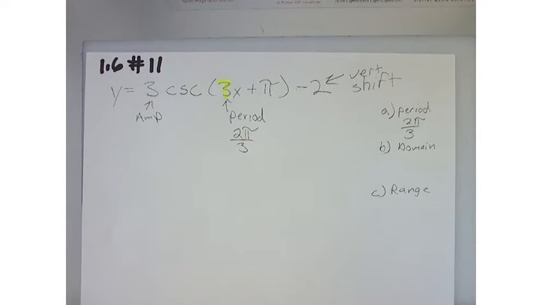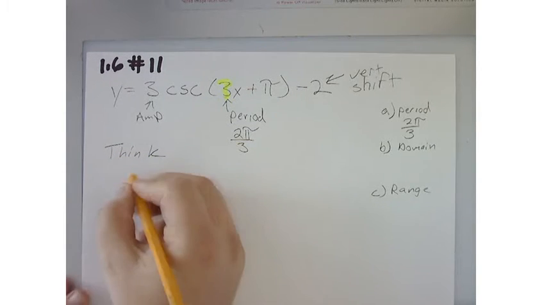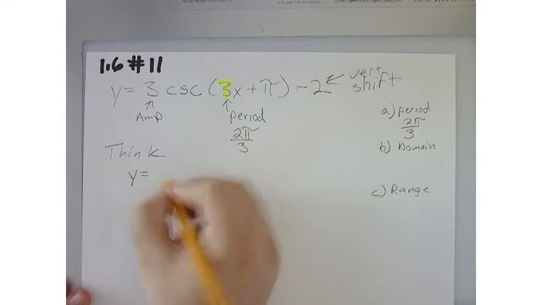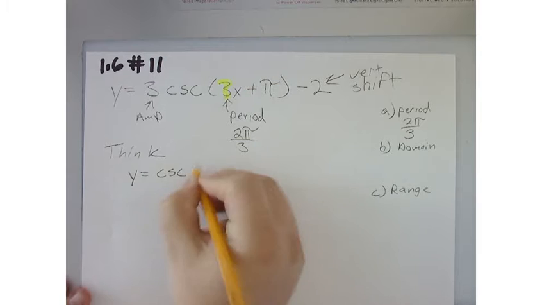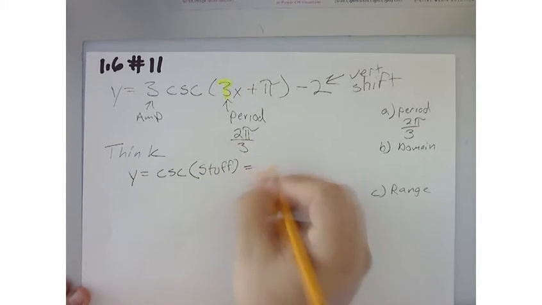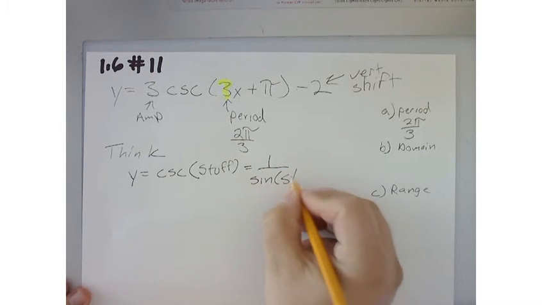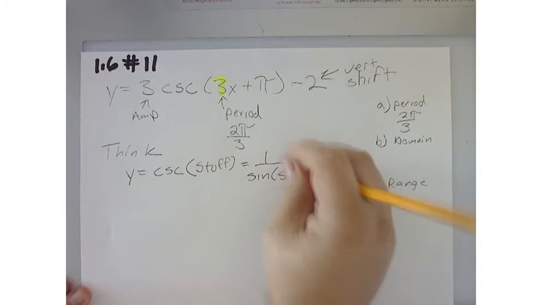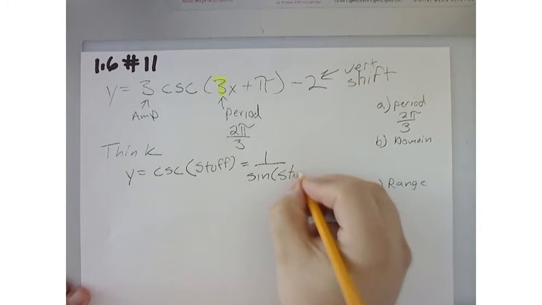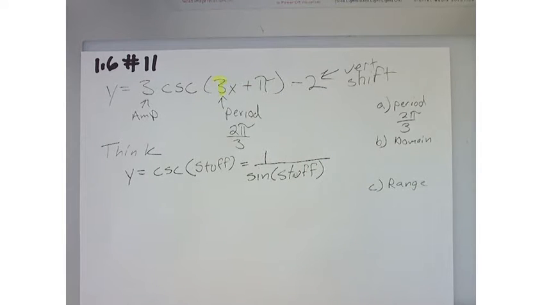So now, the domain, here's what we need to think of. Think of this. Y equals cosecant of some stuff is equal to 1 over sine of that same stuff, right? Is that right? Yeah. Does that make sense to you guys?